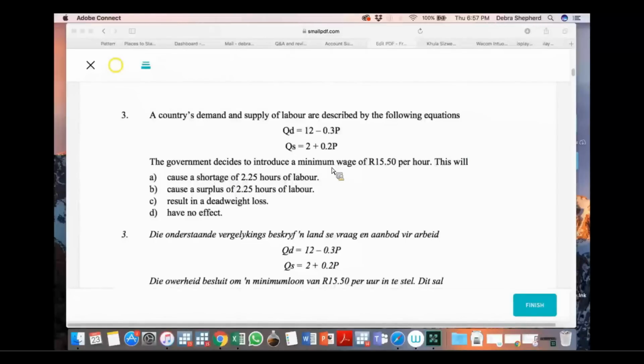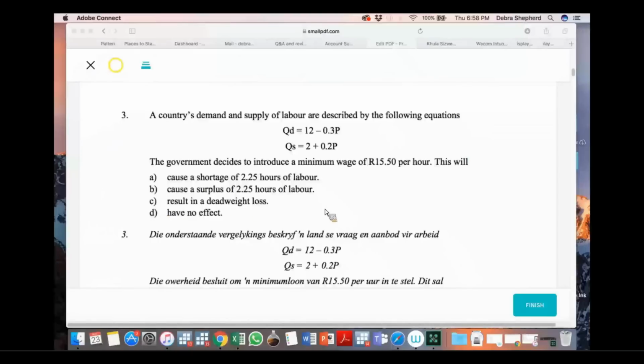Okay, so if we think about a minimum wage, if it is binding, it leads to a surplus. What we mean by a surplus of labor hours is there will be unemployment. Now, the reason why that isn't immediately the right answer is because we also know that minimum wages, if they are binding, lead to deadweight losses. So if this minimum wage is at all binding, it could cause both a surplus and a deadweight loss. If you look at this question without doing any calculations, you would maybe think B is correct or maybe C is correct.